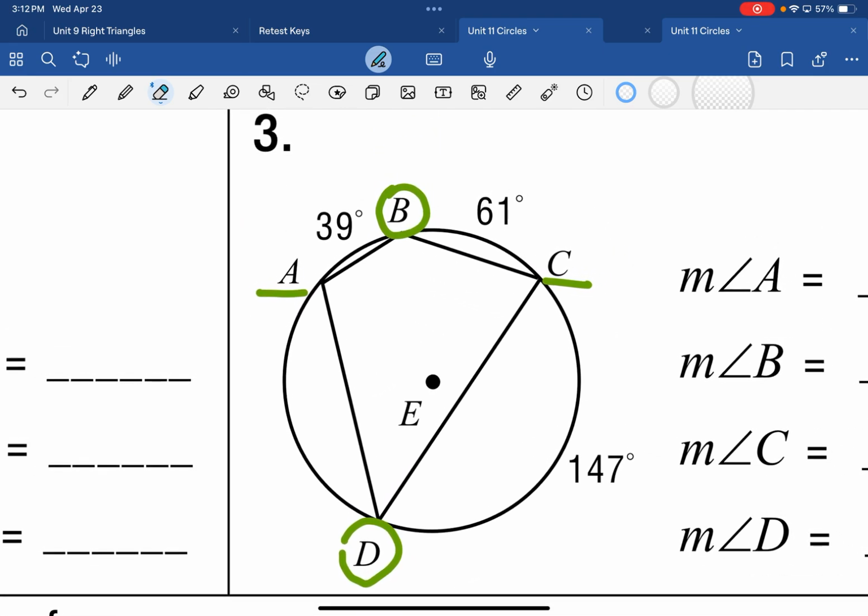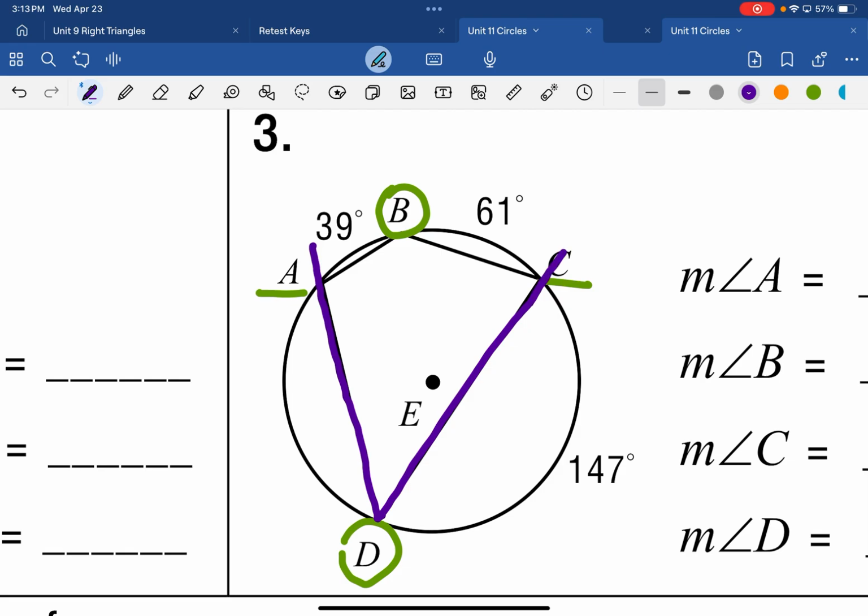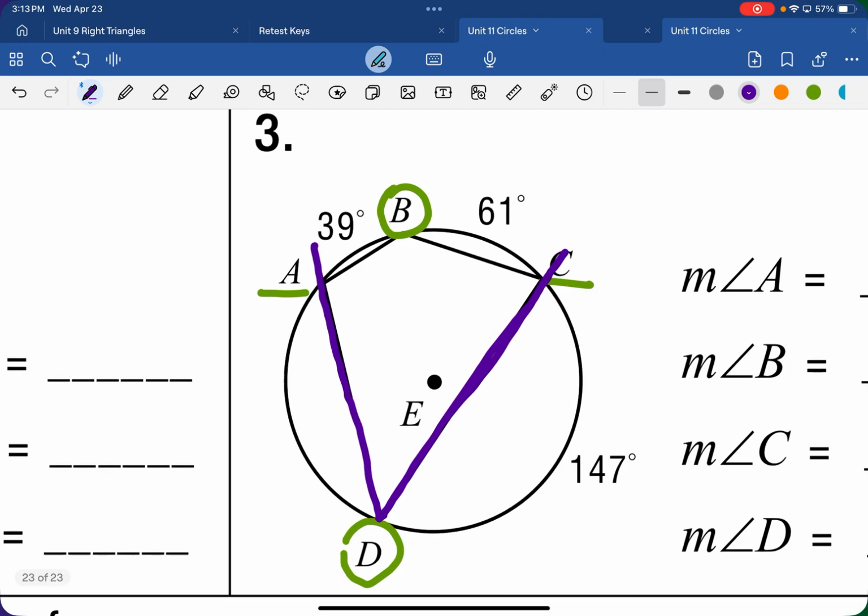What is the only information they give me for this problem? Some arcs. In fact, they give us 3 arcs: 39, 61, 147. So we have to figure that out. This is where the inscribed angle part comes in. If I'm looking at the inscribed angle for D, I'm going to expand this. So I have this arc and I have this arc. What arc would I use to find the measure of angle D?